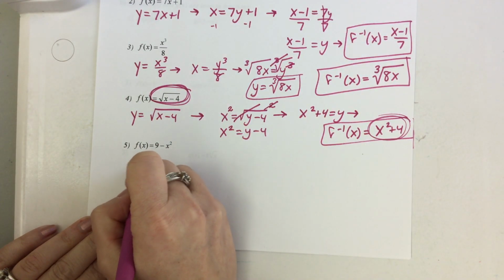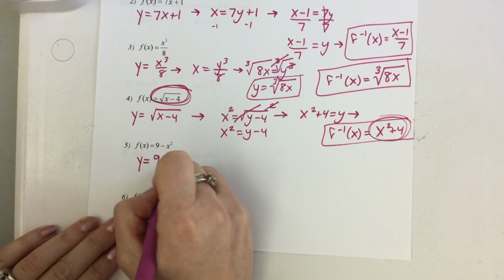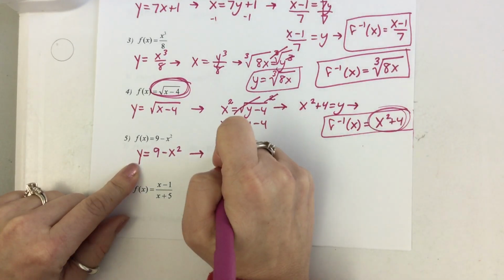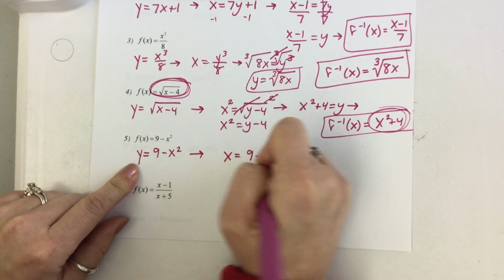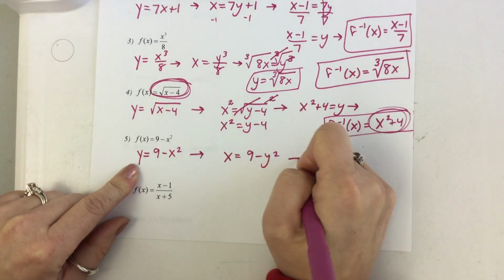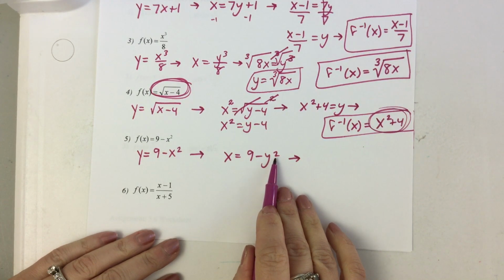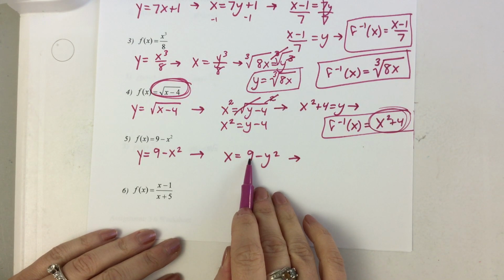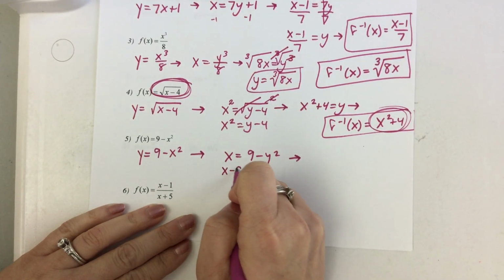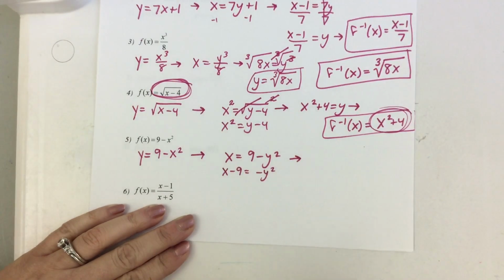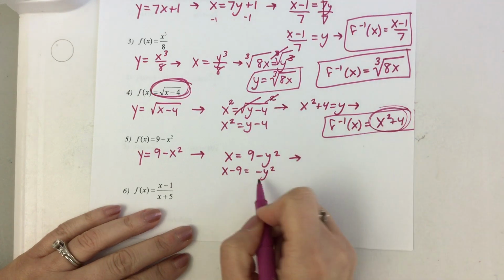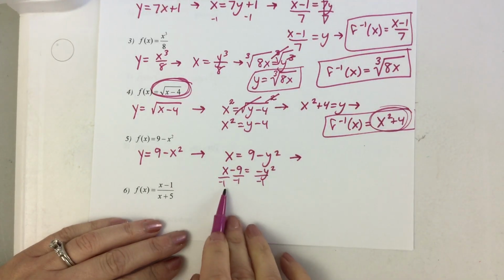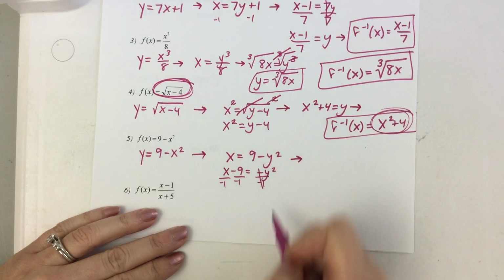f of x is y equals 9 minus x squared. Next step, change y to x and change x to y. Now I need to solve for y. On the same side of the equation as y but not touching is a 9. So step 1, I'd have to minus that 9 over. Now I need to get rid of that negative, so I can do that by dividing everything by a negative.